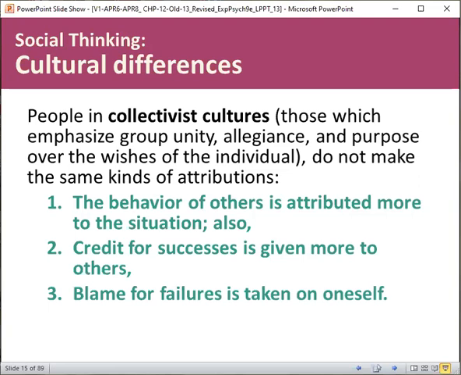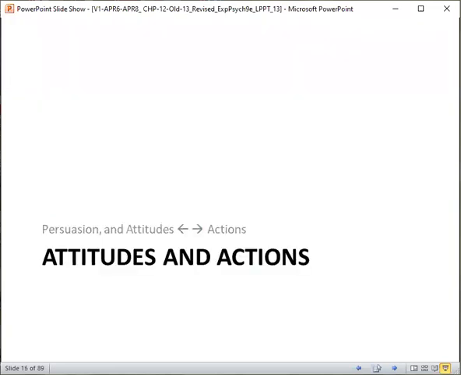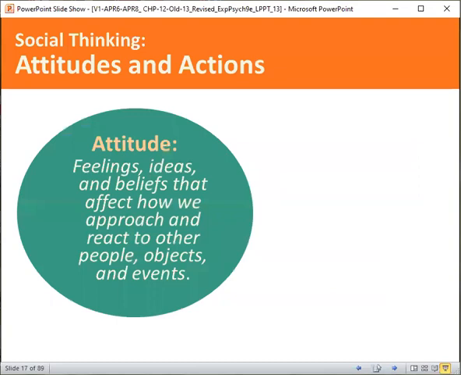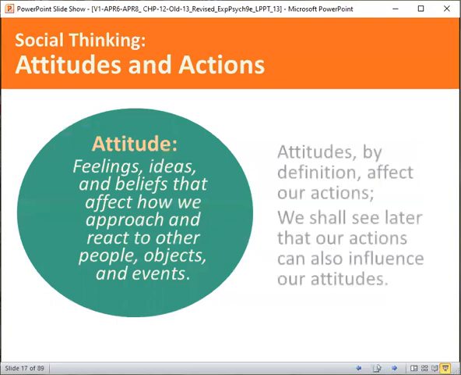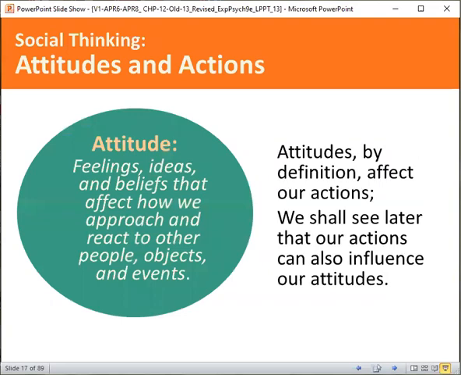And it's really amazing when you think about that's all about culture, how you were raised, what is important for your particular culture. All right? All right. Now, the other thing I want to talk about are attitudes and actions. So what is an attitude first? An attitude is feelings, ideas, and beliefs that affect how we approach and react to other people, objects, and events, okay? Attitudes by definition affect our actions. Now we shall see later that our actions can also influence our attitudes.